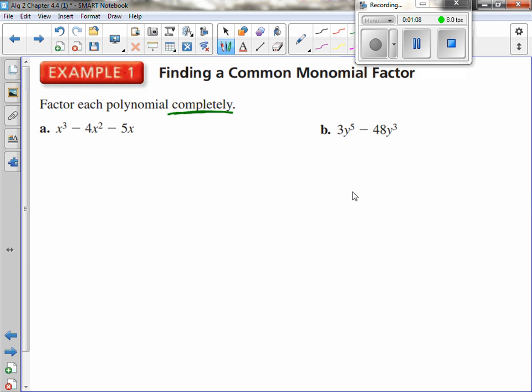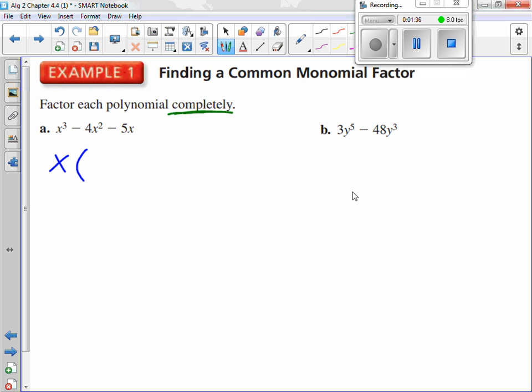So when we look at this, for A, is there a greatest common factor between x cubed, negative 4x squared, and negative 5x? Is there something in common with all three? They all have an x. So we can factor it out. If there is a greatest common factor, be it a number or a variable or both, we can factor it out. We can simplify this down.